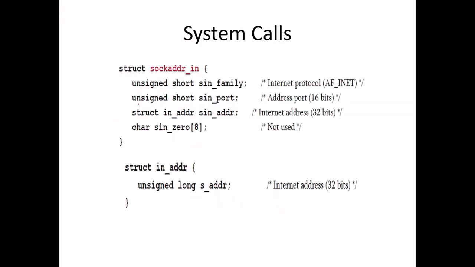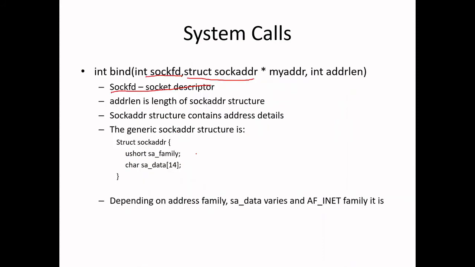So in the case of the AF_INET family, the first field is the short, which is the family itself. The next field is a 16-bit port number which you have to specify, and then a 32-bit IP address. That has to be given here, and finally this is unused. The internet address itself is a structure, which is an unsigned long int, that is 32 bits long. These have to be filled in before we actually call bind.